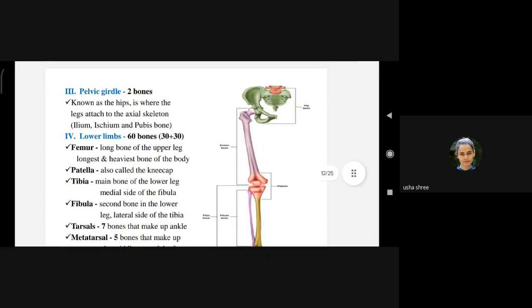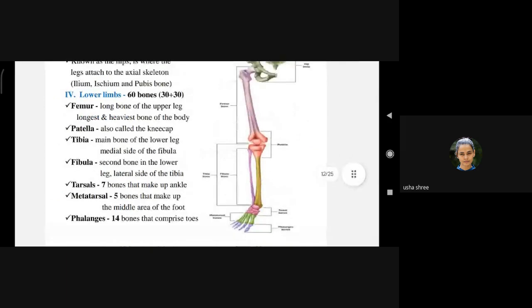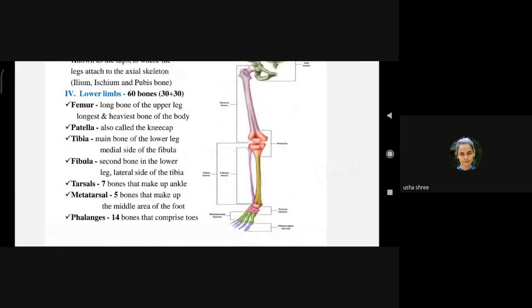So now we are proceeding to the lower limb. Lower limb means leg. The first bone of the lower limb is the femur, and the femur is the longest bone in our body and the heaviest bone of the body. Next to the femur is the patella, also called the kneecap.